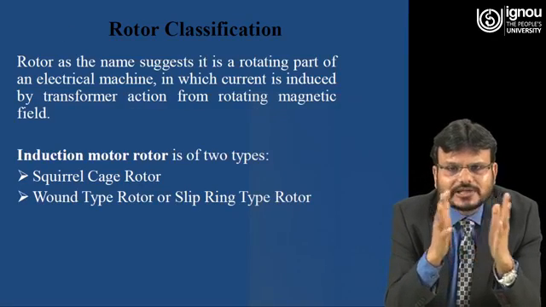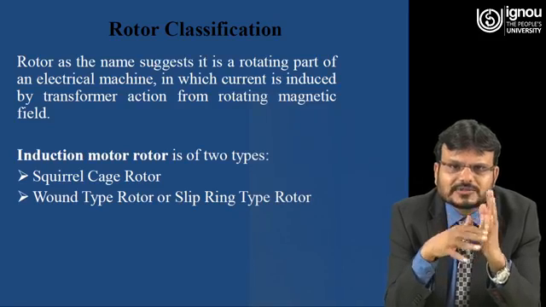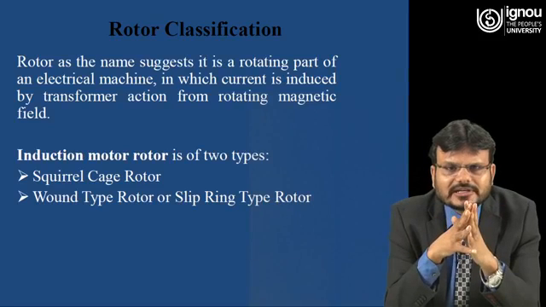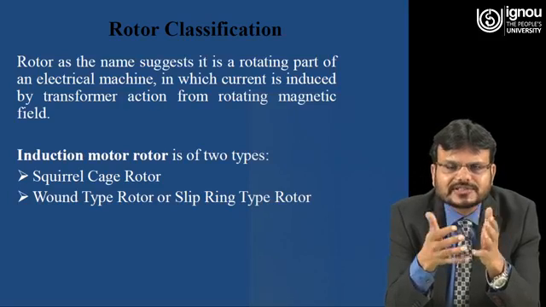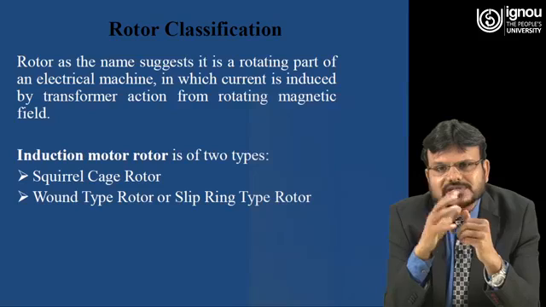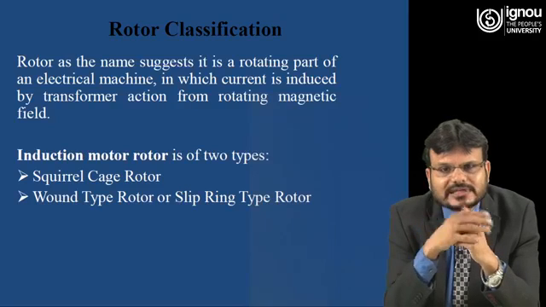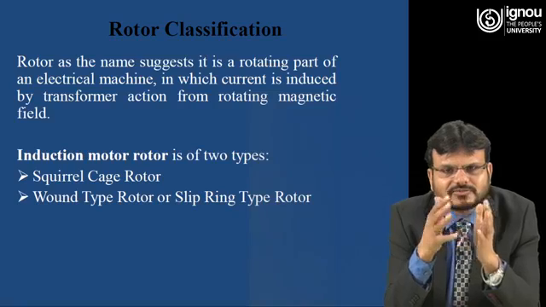Now, as we are talking about the three-phase induction motor, this three-phase induction motor can again be classified on the basis of the type of the rotor. Rotor, as the name suggests, is a rotating part of an electrical machine in which current is induced by the transformer action from the rotating magnetic field. I have already discussed how the transformer works.